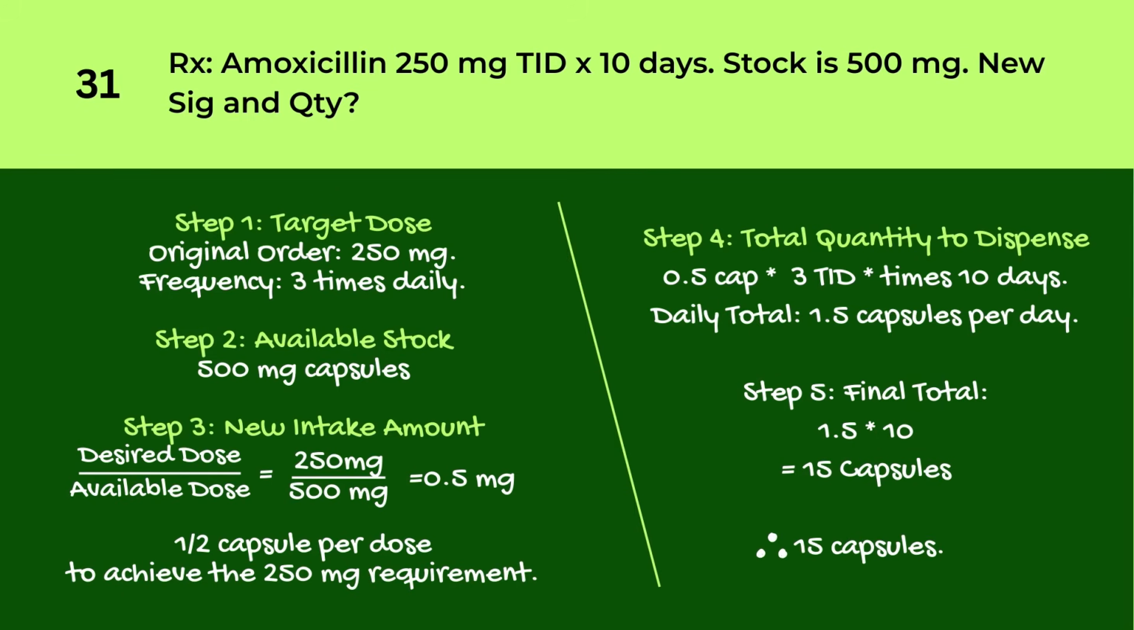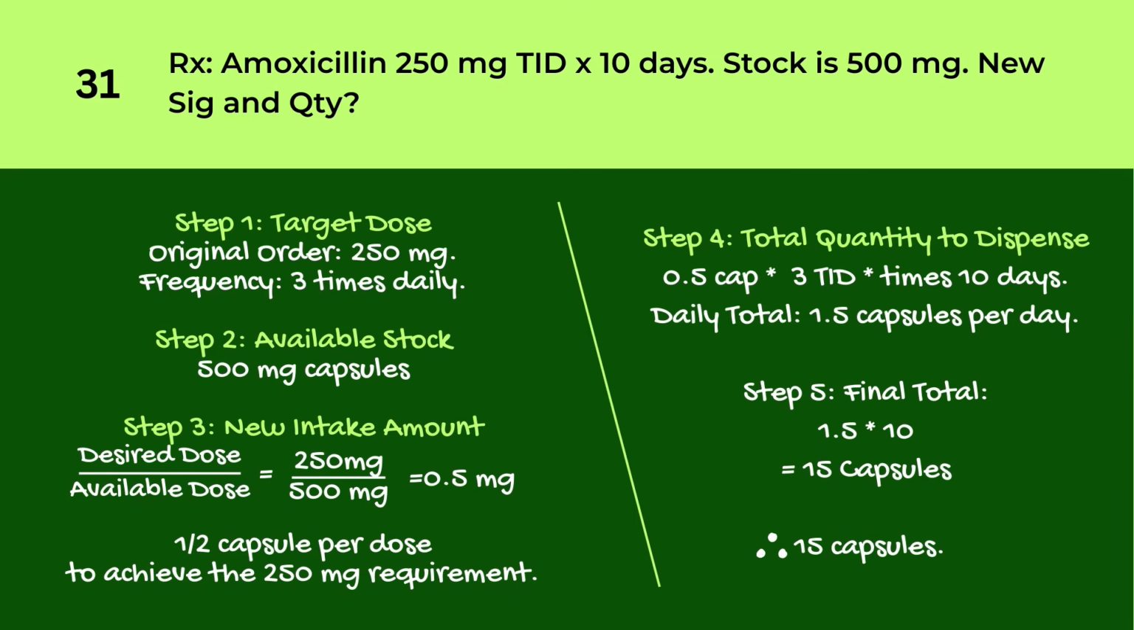Here is the breakdown. Step 1 is to look at the original total dose. 250 milligrams taken 3 times a day equals 750 milligrams per day. Step 2 is to check our new stock, which is 500 milligrams per capsule. This is exactly double the original strength. Step 3 is the correction. To keep the drug amount at 250 milligrams per dose using a 500 milligram capsule, the patient needs to take half of the capsule. So the frequency stays the same at 3 times a day, but the amount per dose changes.